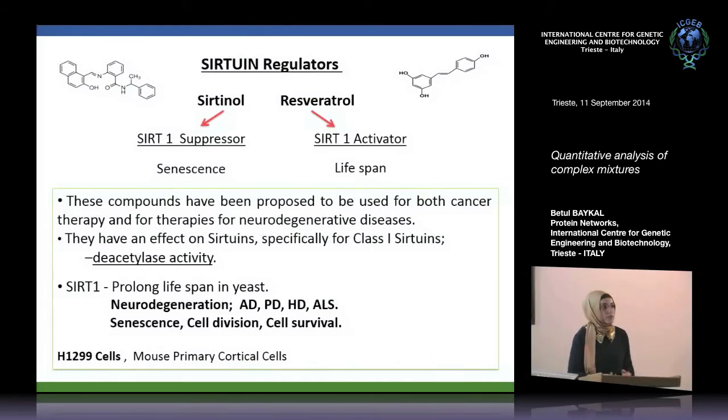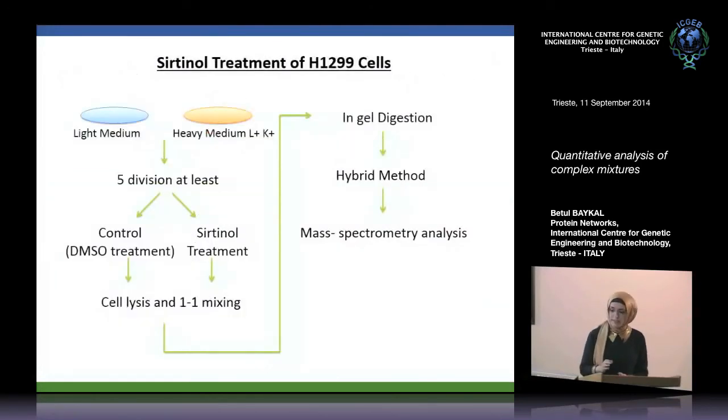They have an effect on sirtuins, especially class 1 sirtuins, which have a robust deacetylase activity. And SIRT1 is known to prolong lifespan in yeast, and it's involved in neurodegeneration. And so that's why we wanted to see the effect of these drugs on cells with the method. And sirtinol is known to induce senescence in cancer cell lines, so we wanted to try with H1299 cells first. So what I did, I got the H1299 cells and I plated them in light medium and heavy medium containing the heavy arginine and lysine.